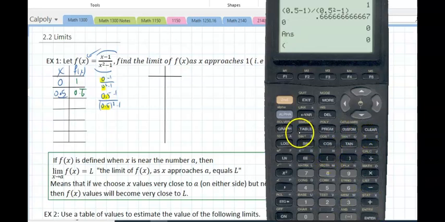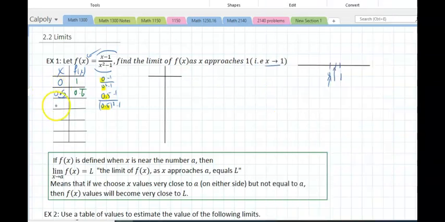Instead of putting in all of these different values, I'm going to evaluate 0.9, and 0.99, and 0.999, and 0.9999. The goal is, how close can I get to 1? Now, when do I stop? I'll talk about that in a minute. First I choose 0, then 0.5, then 0.9, 0.99. I can get as close to 1 as I like, but I can't substitute 1 because I get 0 over 0, which is undefined.